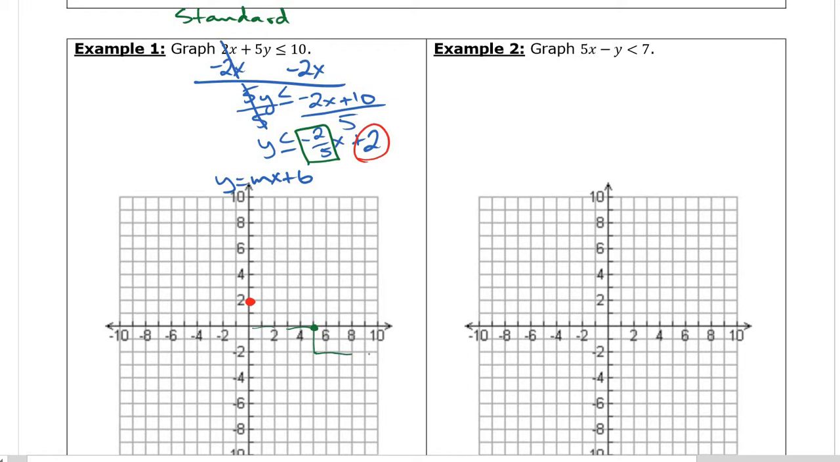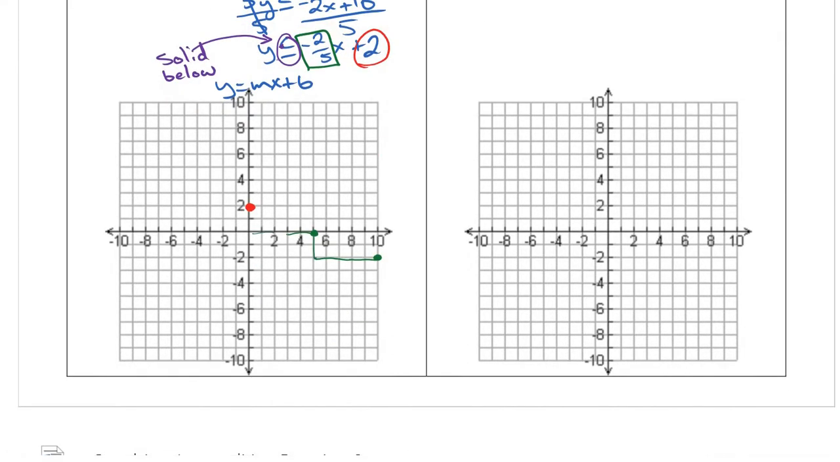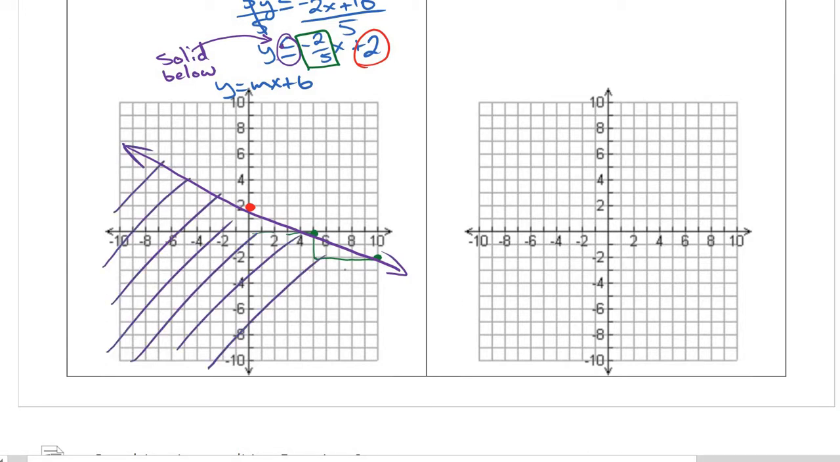Down 2 over 5. And then we identify, based on the inequality, if it's a solid line. Yes, it's or equal to, so that means it's solid. And it says y is less than. The small side is touching the y. Y is less than, so that means we're going to shade below. So it's a solid line, and it's going to be shading everything below.